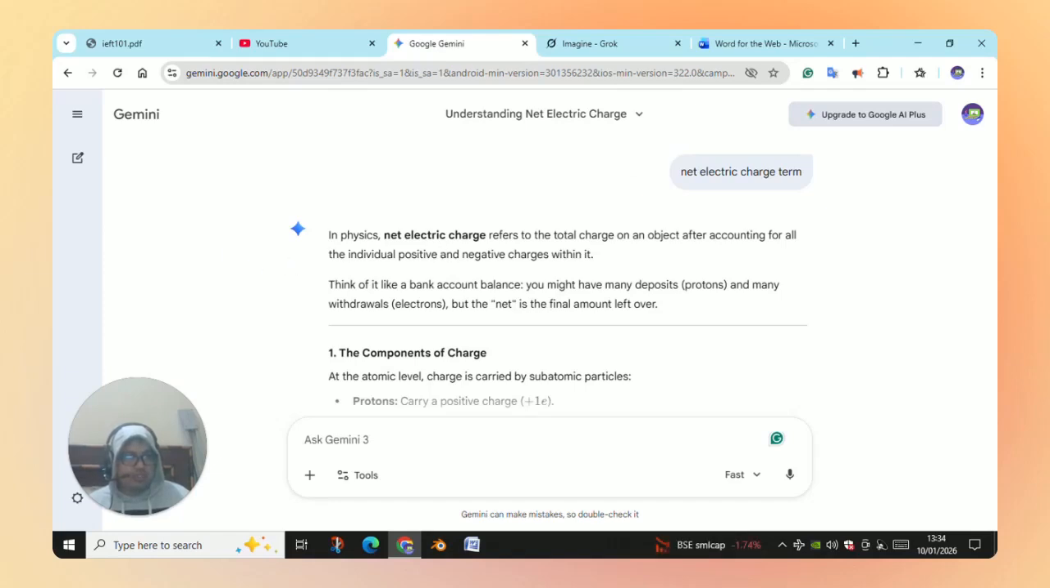Net electric charge refers to the total charge on an object after accounting for all the individual positive and negative charges within it. Think of it like a bank account balance. You might have many deposits, protons, and many withdrawals, electrons, but the net is the final amount left over. That is net electric charge.